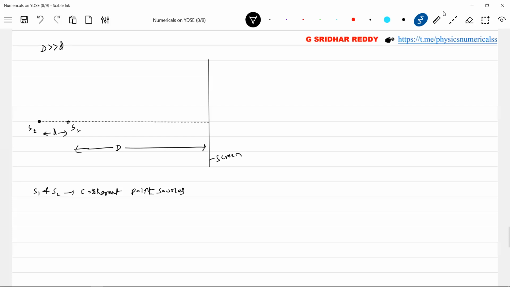Now you can ask questions: sir, who will produce such coherent sources? Is it possible? Okay, we'll go to the optics. Let me cover that idea here only, so it'll be easy for us. If they ask you application problems related to ray optics, so this is a lens.